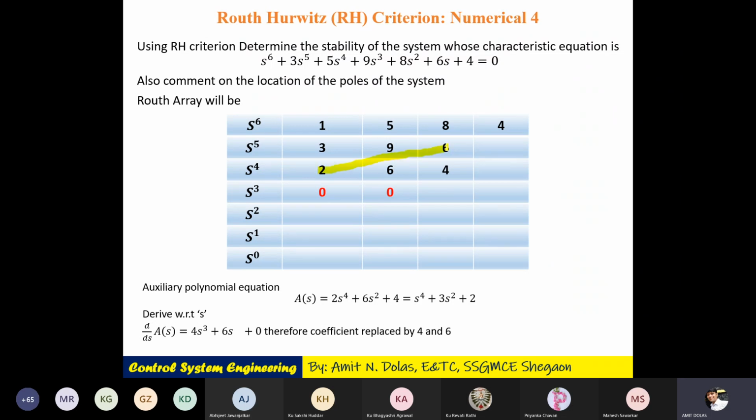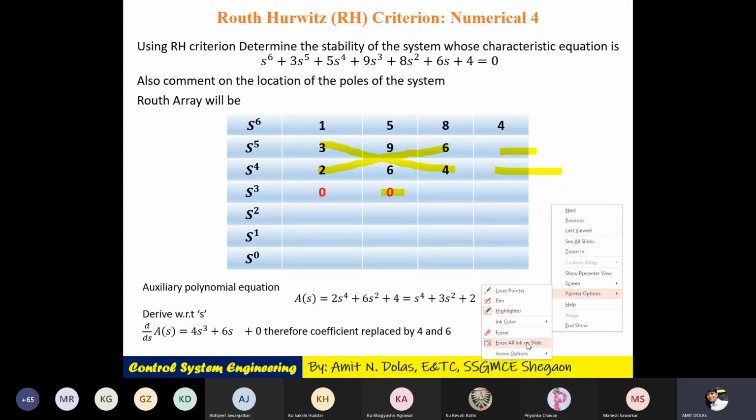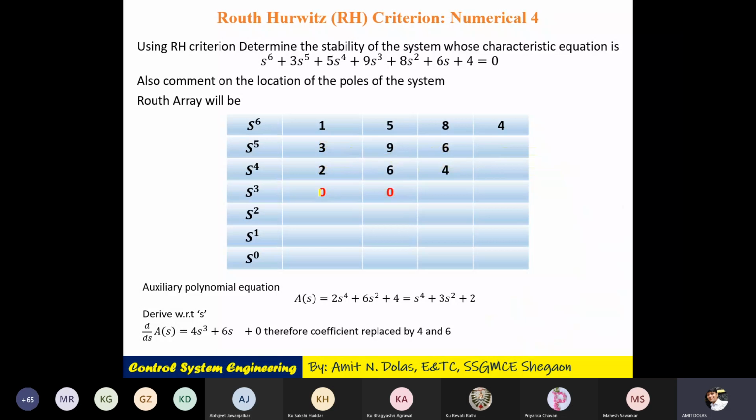2 into 6, that is 12. 3 into 4, that is 12. 12 minus 12, that is also 0. Now there is no further element to calculate. अगर है तो कैलकुलेट करना है आगे आगे. Okay, in this case initially क्या था, only one element in the column is 0, then we put epsilon, but here complete row is 0. Then we move to the just above that, और इसका हम auxiliary equation लिखते हैं.